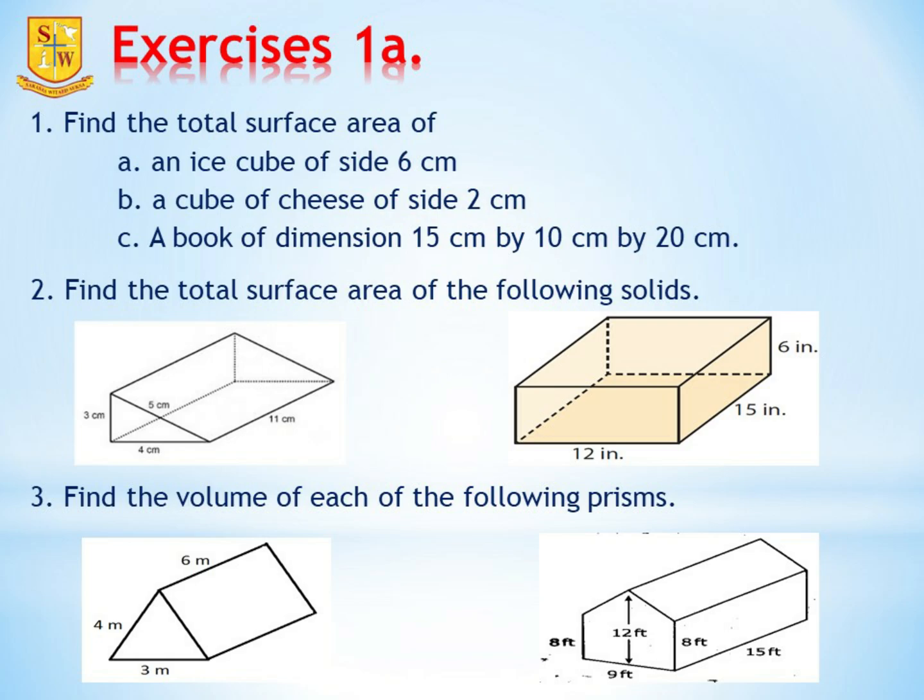Third, find the volume of each of the following prisms. First, a triangular prism with sides of 4 meters, 6 meters, and 3 meters. The next one is a pentagonal prism with a side of 9 feet by 15 feet and the height is 12 feet.